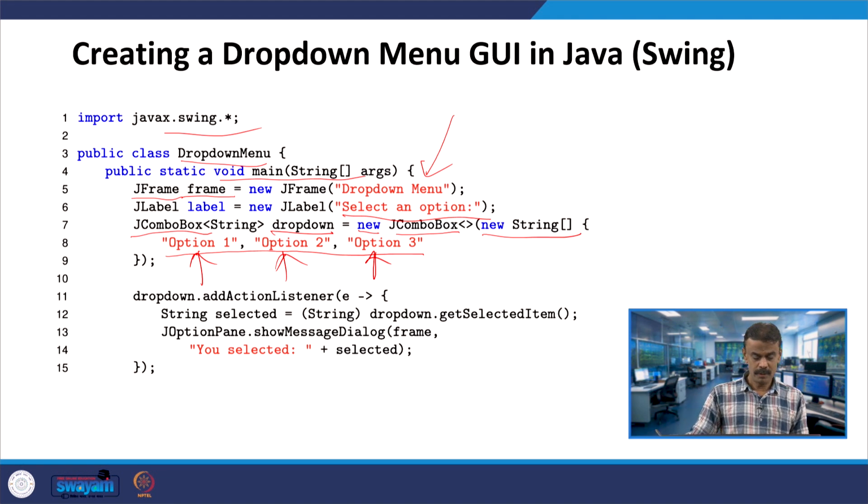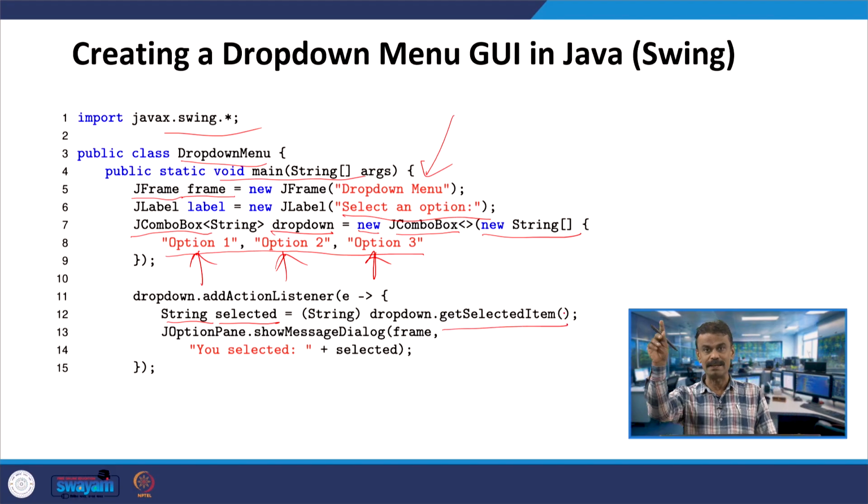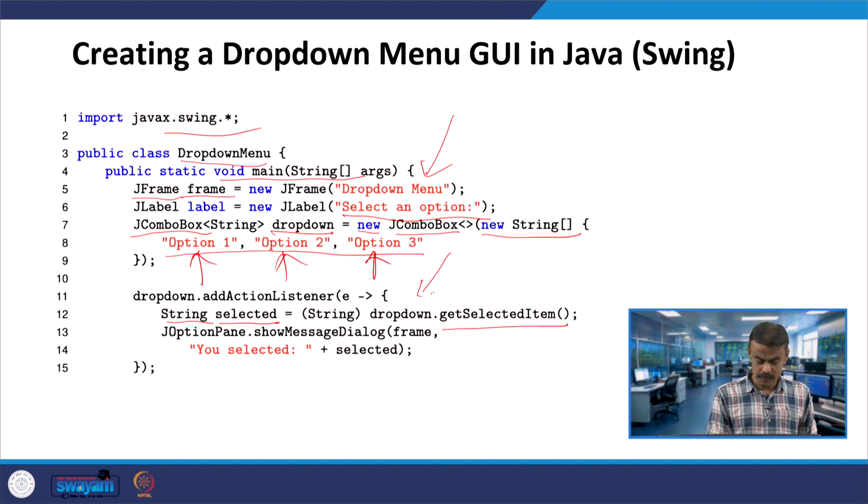Then you have the event listener. Here dropDown is invoking add action listener, and selected is an object under String. Now you have the function getSelectedItem, which gives the item you select or click. For example, I click option 1; that is invoked by dropDown and assigned to selected. Say I select option 2, then it will be printed here: you selected option 2.